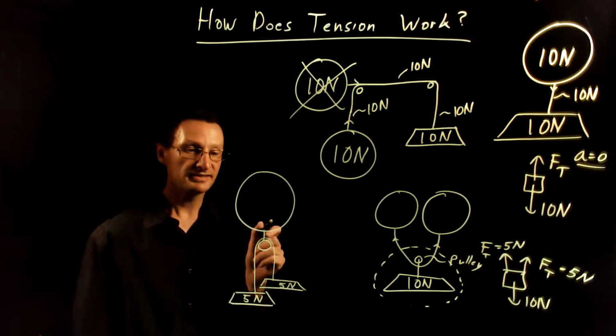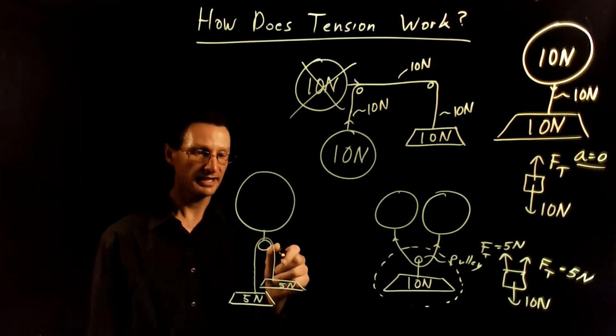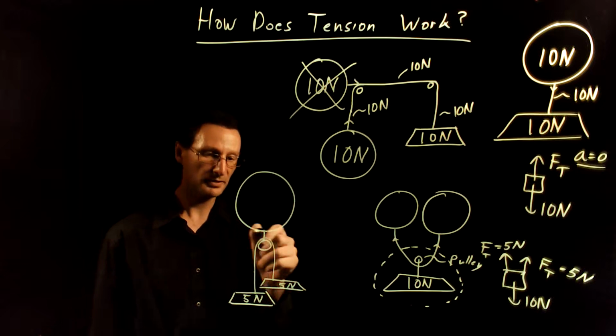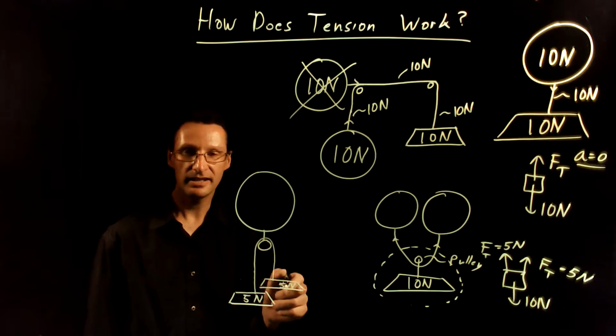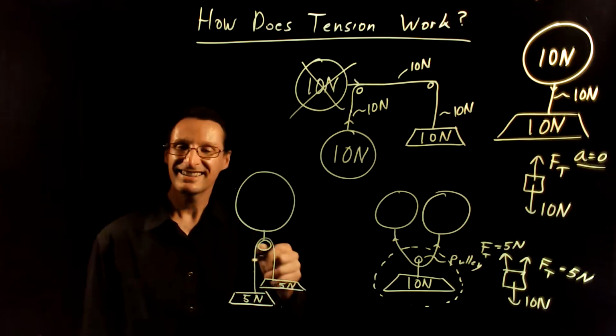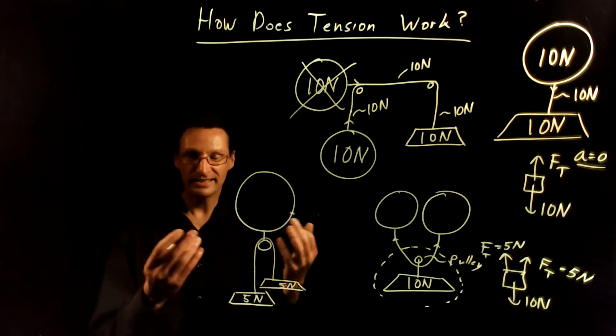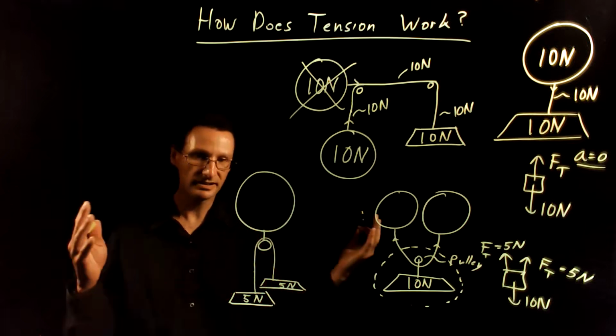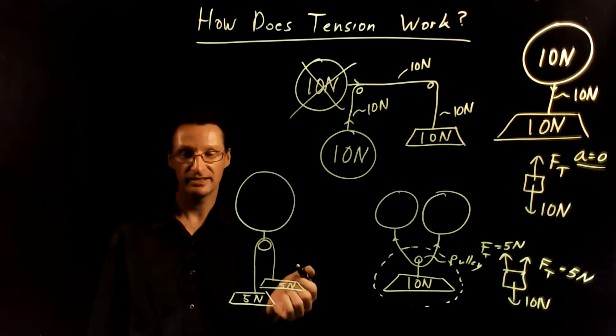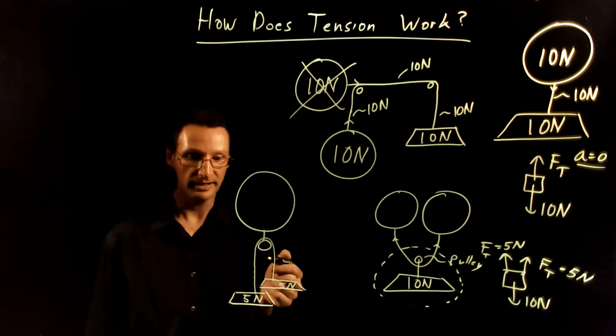Well, there's a couple of ways to get at this one. One way is to note that, look, the scale knows that it's being pulled on, and it knows it's supporting 10 newtons of weight total, and it doesn't care how the weight is distributed into 2 pieces or 20 pieces or whatever. It's going to read 10 newtons because it's supporting 10 newtons of weight.